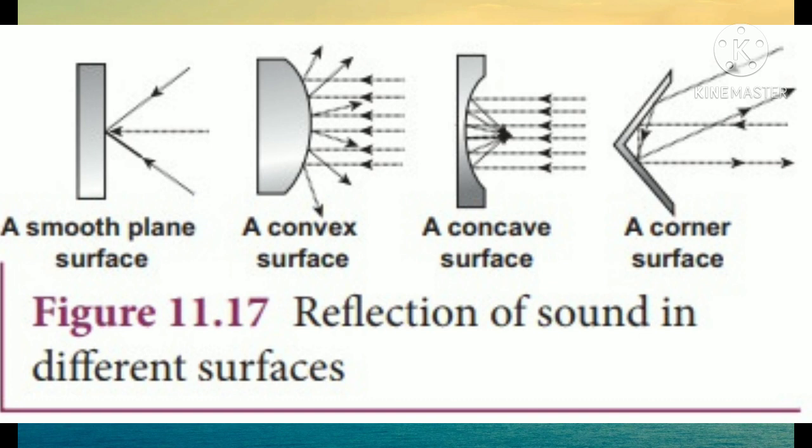It will decrease because it will be spreading in all directions. And the next one, if it is a concave surface, what will happen? If it is a concave surface, the reflected waves are converged. Okay, at the particular point all the rays will be what?